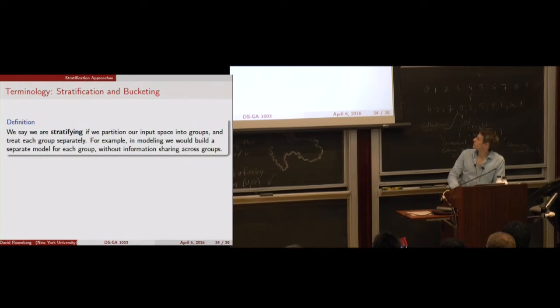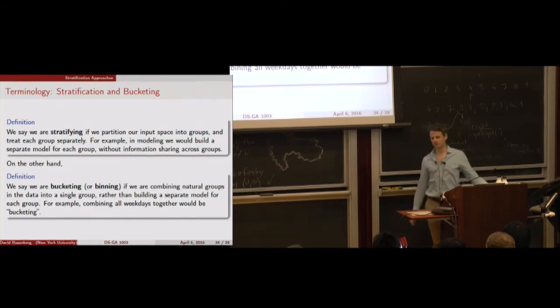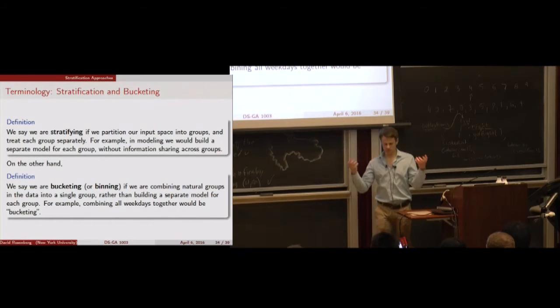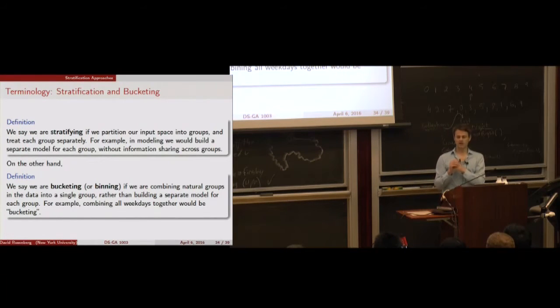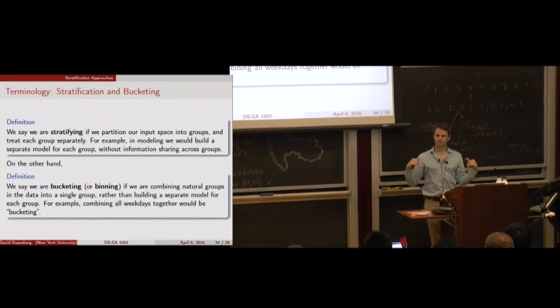So this is a little definition of stratifying. It's breaking our input space into groups, and we treat each group separately. We build a separate model for each group. No information sharing across groups. That's stratification. Kind of the opposite of stratification is called bucketing or binning, where you take different subsets of data and you combine them. So this would be, for example, saying, well, this grid cell is right next to the other grid cell, and we don't have much data for either of those grid cells. What if we combine those grid cells together when we make our model? Then we have more data for that area. That would be bucketing.